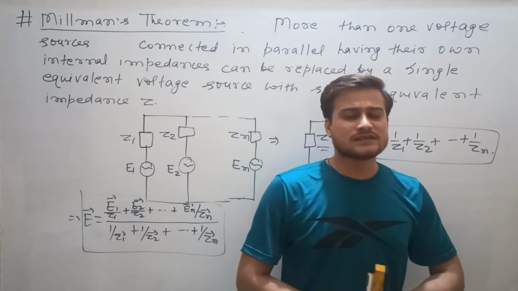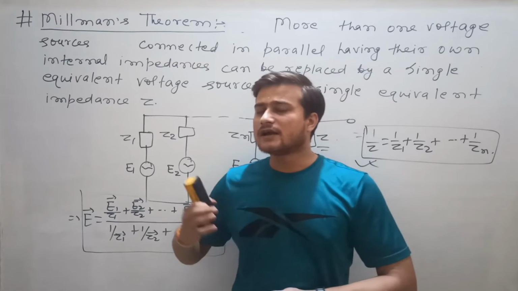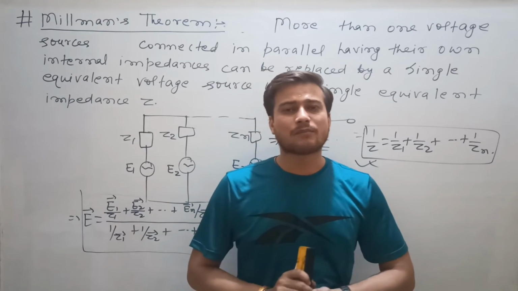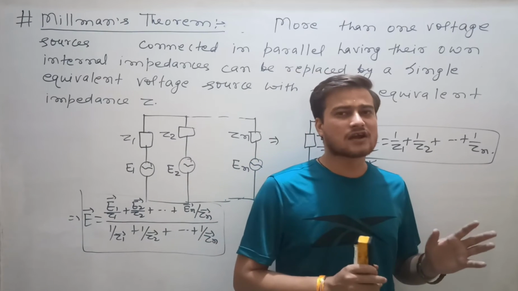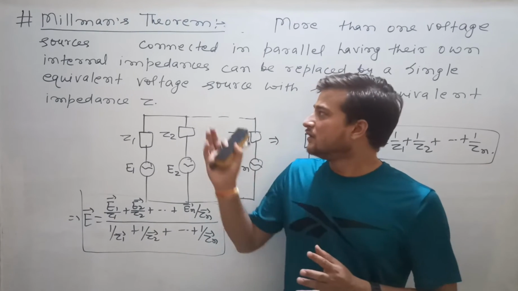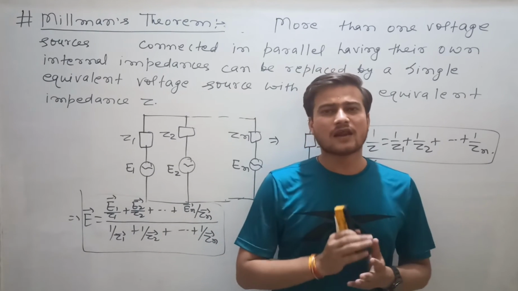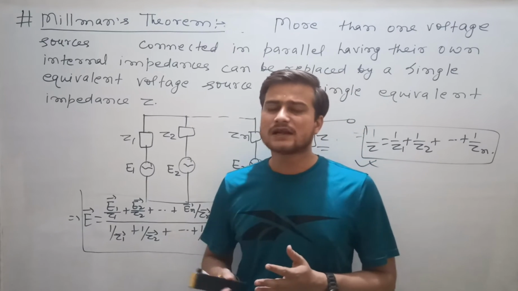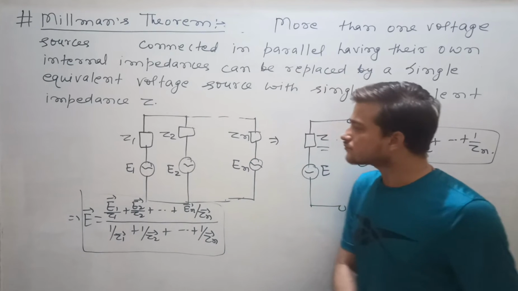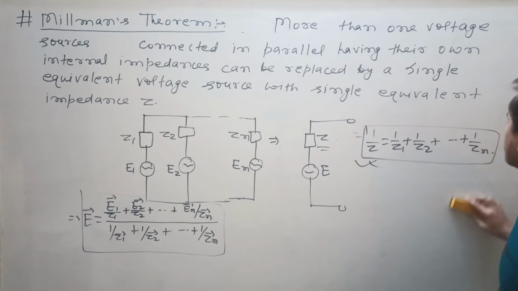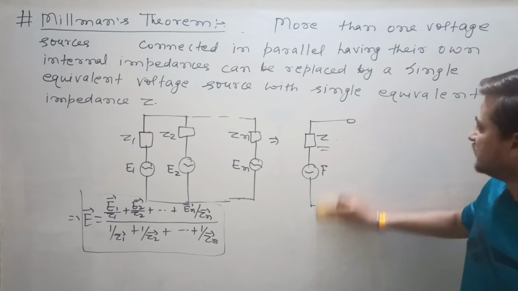Next, your question is, sir, what will be the conditions of the circuit before applying Millman's theorem? So conditions are same as that of Thevenin's theorem. The circuit must be linear, active and bilateral. Then only you can apply Millman's theorem. Clear?